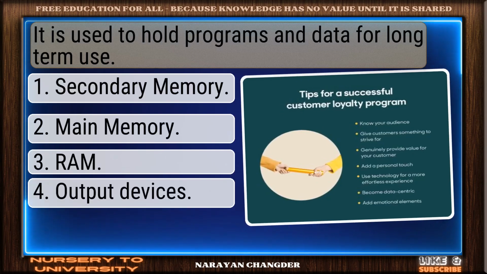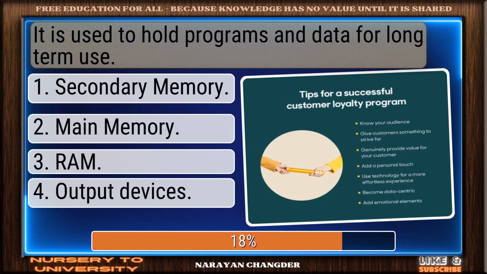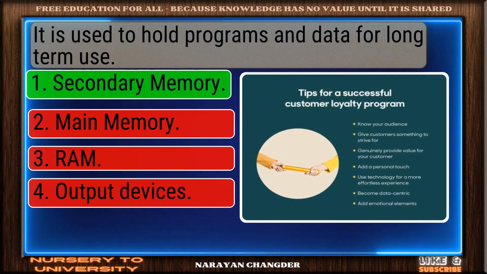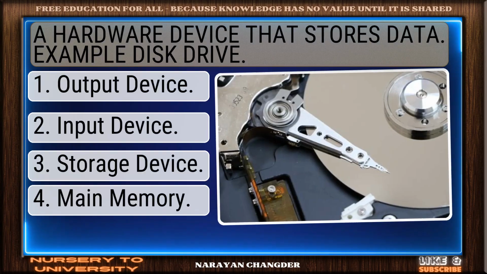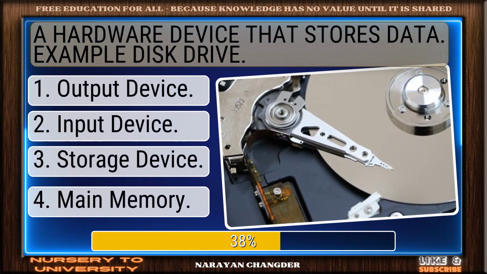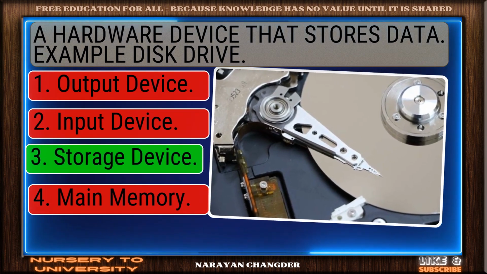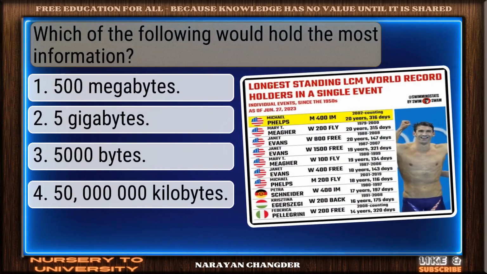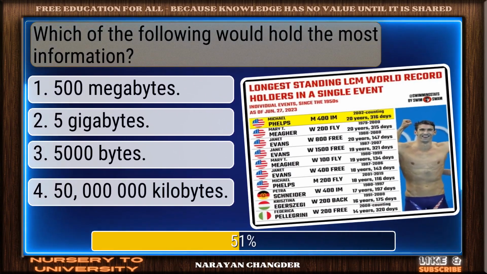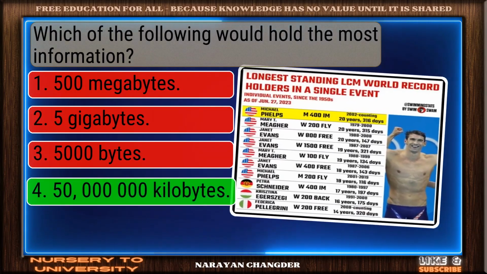Correct. It is used to hold programs and data for long-term use. Right again. Secondary memory is valid. A hardware device that stores data. Example: disk drive. Well reasoned. Storage device is correct. Which of the following would hold the most information? Right choice. 50,000 kilobytes is best.